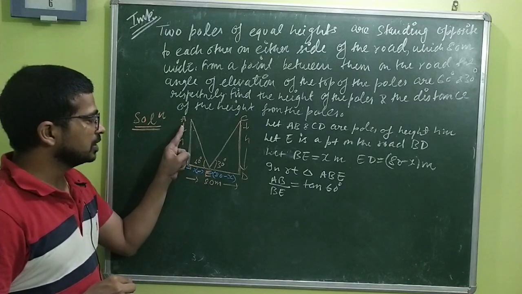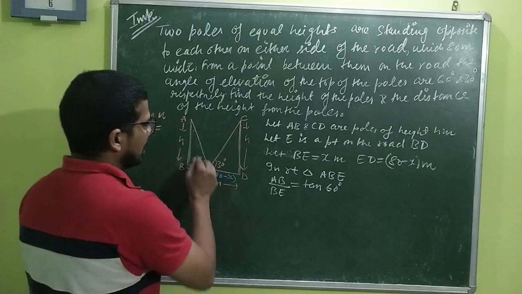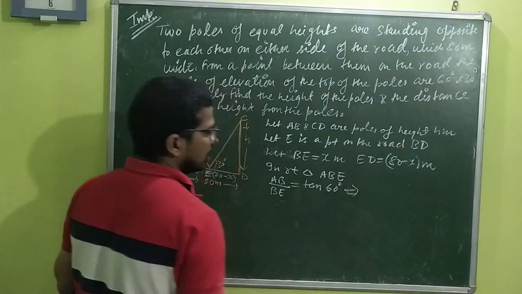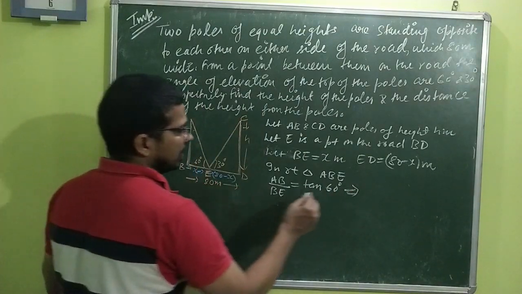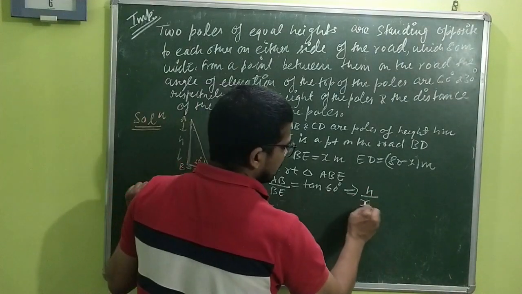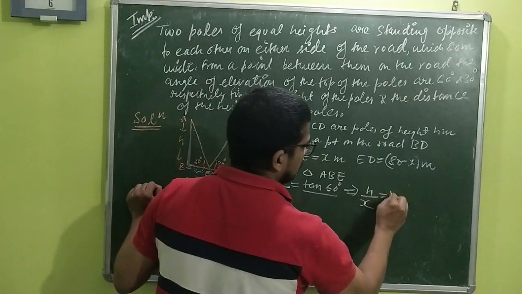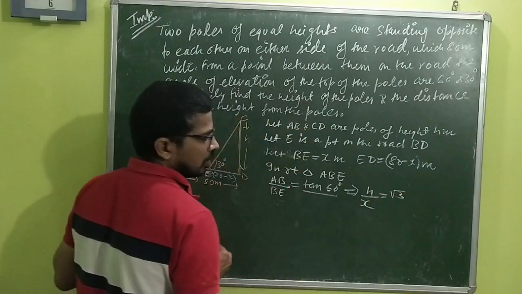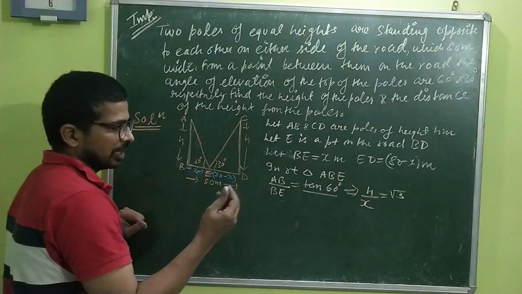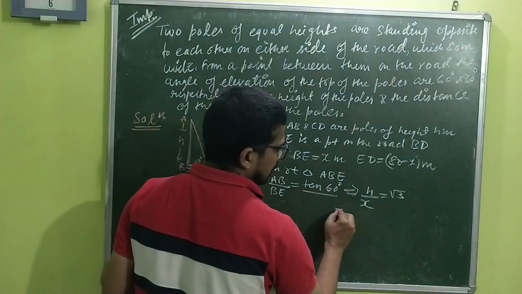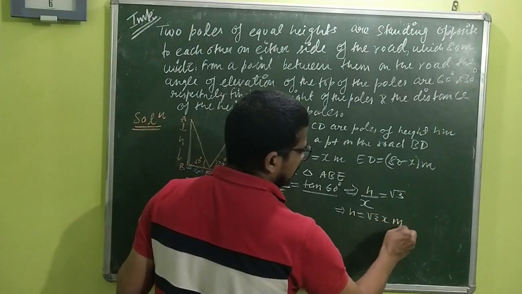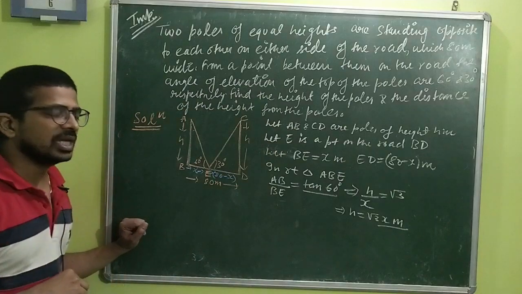Perpendicular upon base. So what is AB? We have taken it as H. AB is H. What is BE? X. And tan 60 is equal to root 3. I need the value of X, so I will replace H here. H will be equal to root 3 X meter.